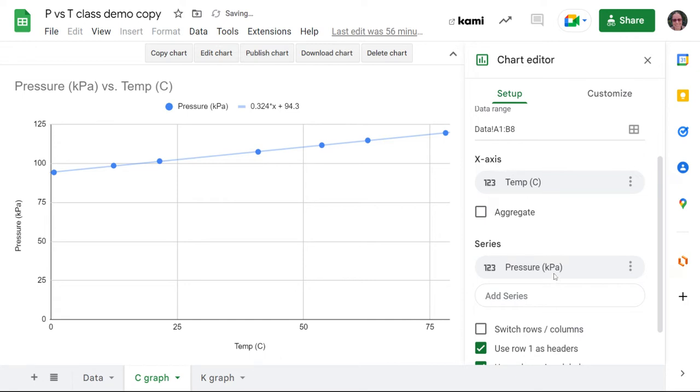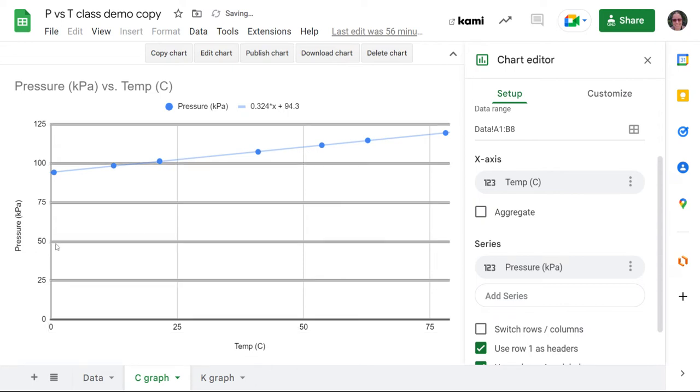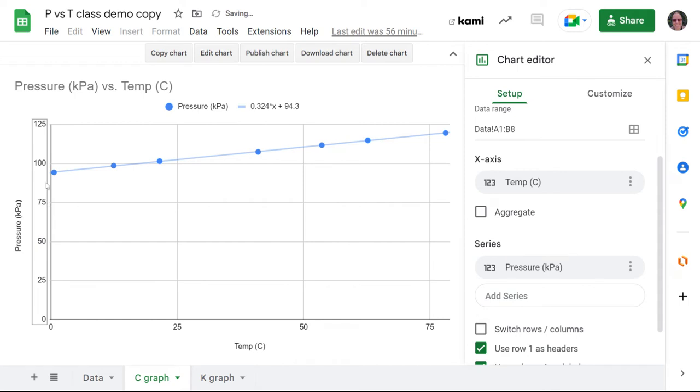And then pressure on the y-axis. Double check, sometimes people have the label correct, but not the numbers. The temperature has lower numbers, the highest was 80. The pressure has higher numbers, the highest was in the hundreds. So if yours does not look like mine and it's labeled correctly, double check that it is in fact the correct data as well. So temperature on the x-axis because it was the independent variable, pressure on the y.